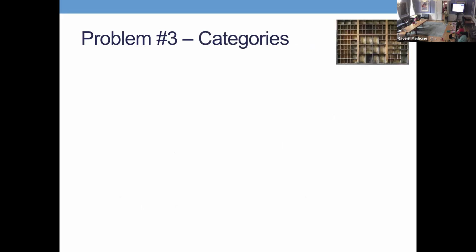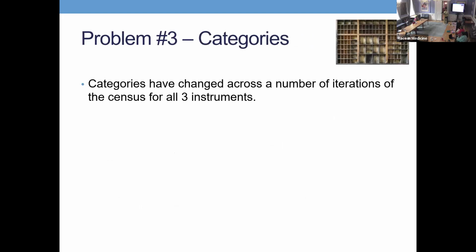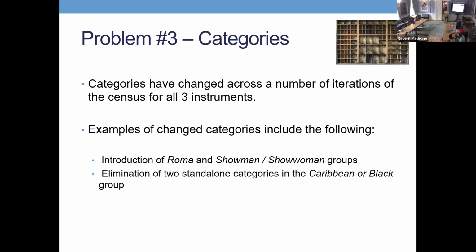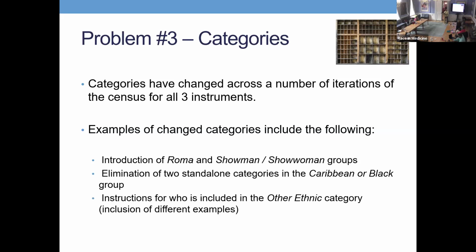Okay. Problem number 3, categories. So the categories have changed across a number of iterations of the census for all 3 of the instruments. Examples of some of the changes include the following: the introduction of Roma or showman or showwoman groups, the elimination of 2 standalone categories in the Caribbean or Black group, and then also instruction for who is included in the other ethnic category. And so there are going to be inclusions of different examples for different census instruments.